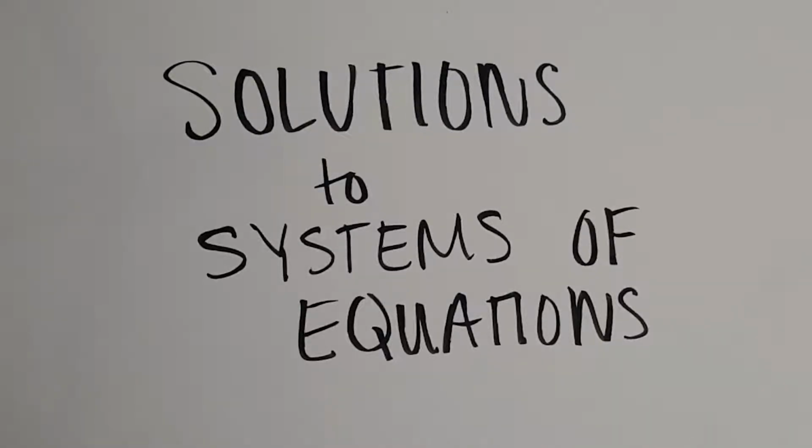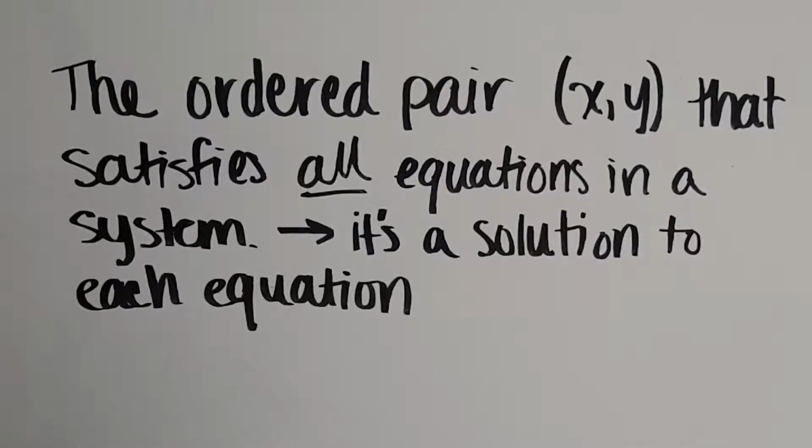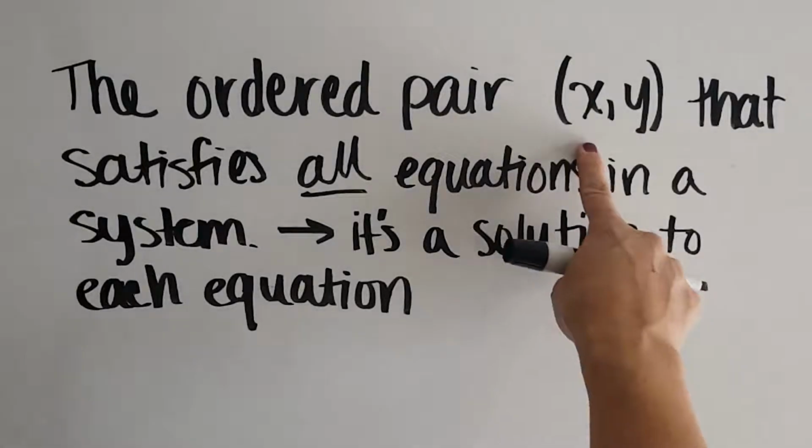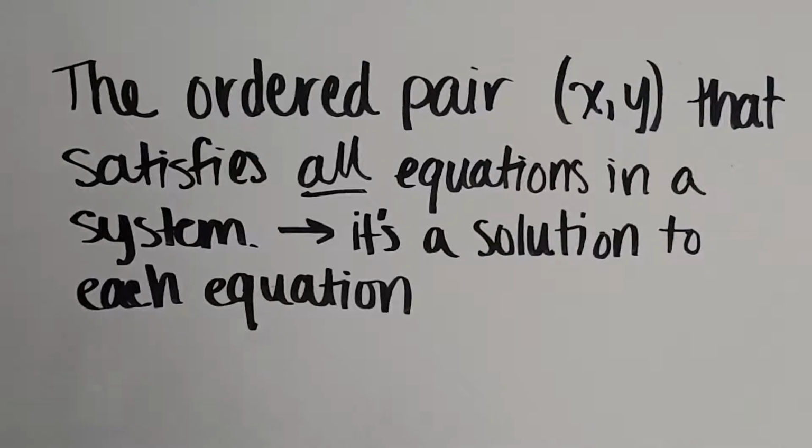In this video, we're going to be talking about what it means to be a solution to a system of equations. So the solution to a system of equations is the ordered pair, which is an x comma y, that satisfies all equations in a system.